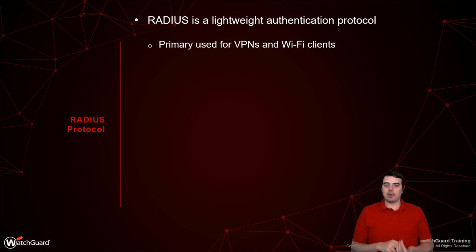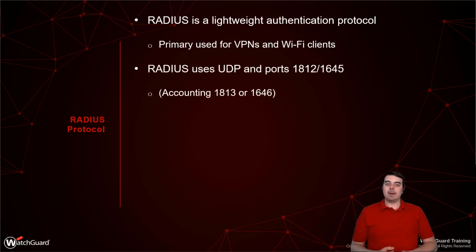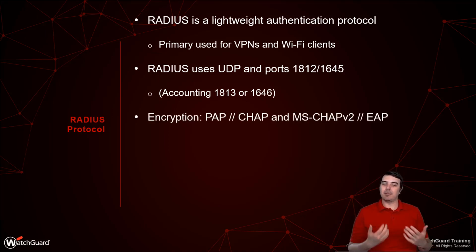Radius uses UDP to send data over the network and will typically use ports 1812 or 1645 by default. Many Radius servers also support the Radius accounting protocol, which will bind to an additional port, which is usually 1813 or 1646. Radius contains a lot of plain text information, which means we only want to send it inside of our network, and passwords inside of Radius are protected to varying degrees.